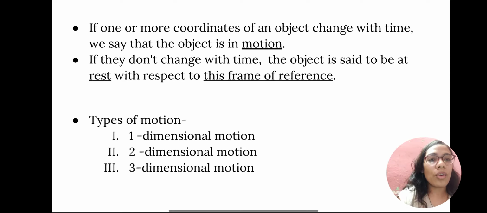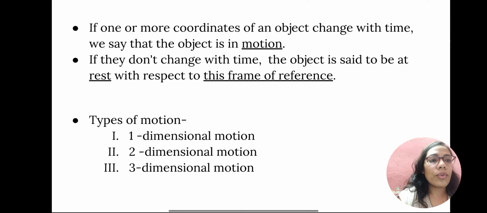Now we know about the coordinates and we know about the motion. Let's connect them. If one or more coordinates of an object change with time, we can say that the object is in motion or moving. If they don't change with time, the object will be at rest with respect to, note this, the frame of reference.